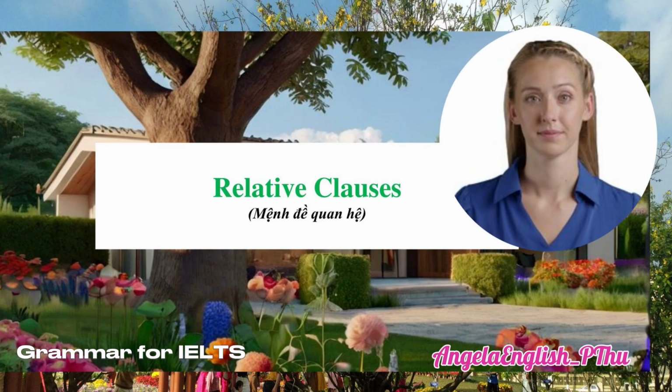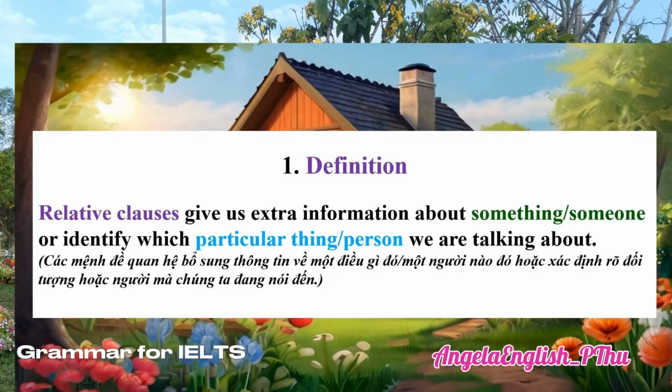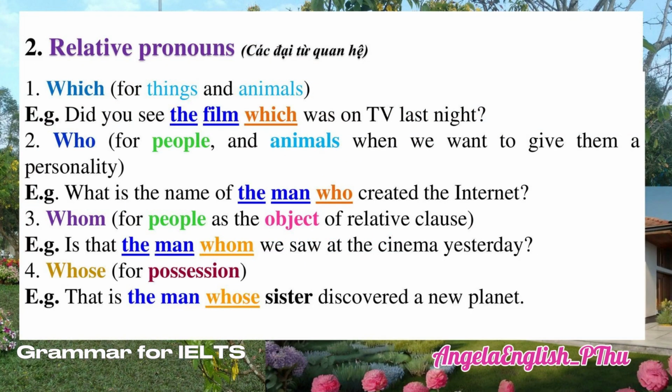Relative clauses. 1. Definition. Relative clauses give us extra information about something or someone, or identify which particular thing or person we are talking about. 2. Relative pronouns. Relative pronouns act as connectors in sentences, linking additional information or specifying relationships, enhancing clarity and cohesion.